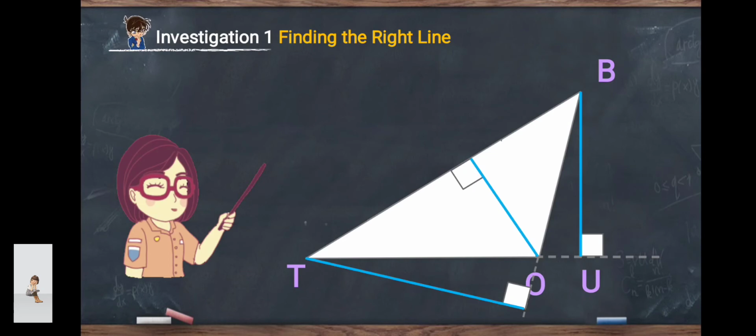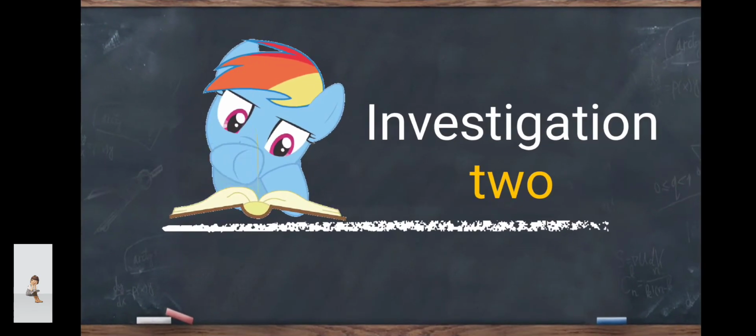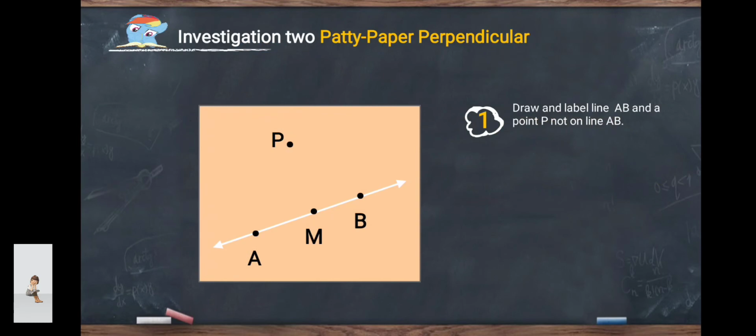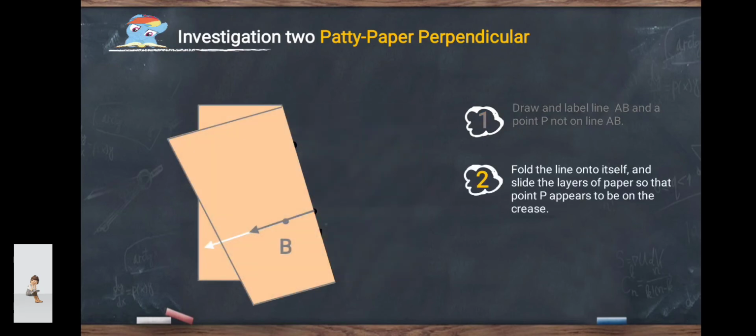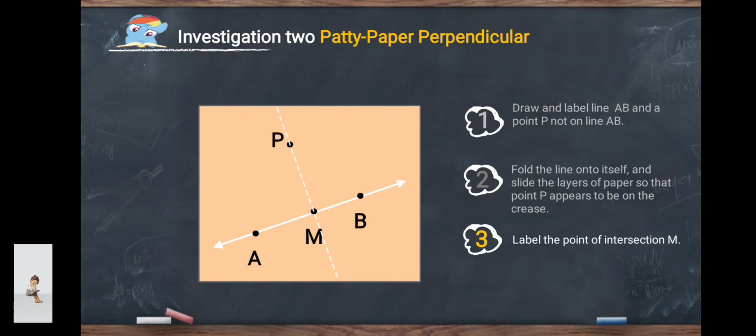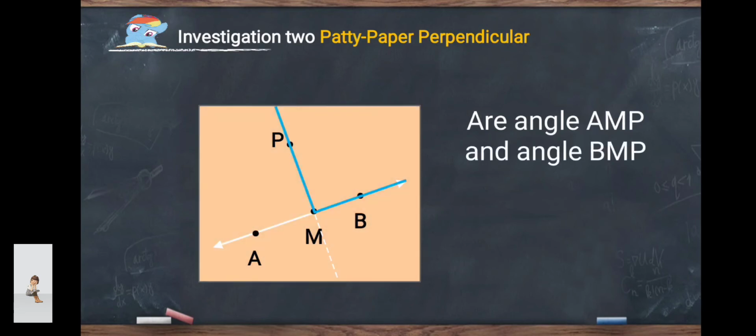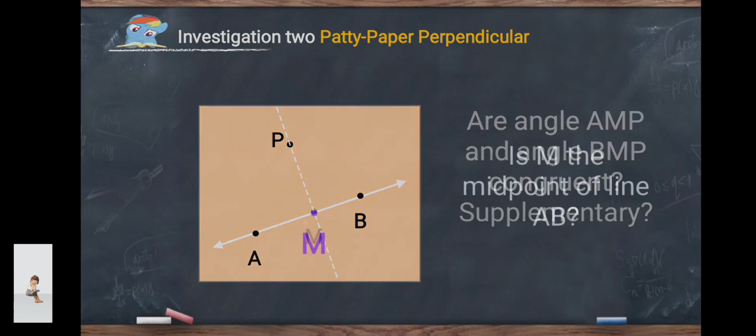Let's have another investigation. Investigation number 2. Patty paper perpendicular. First, draw and label line AB and a point P not on line AB. Second, fold the line onto itself and slide the layers of the paper so that point P appears to be on the crease. Label the point of intersection M. Are angle AMP and angle BMP congruent? Supplementary? Is M the midpoint of line AB?